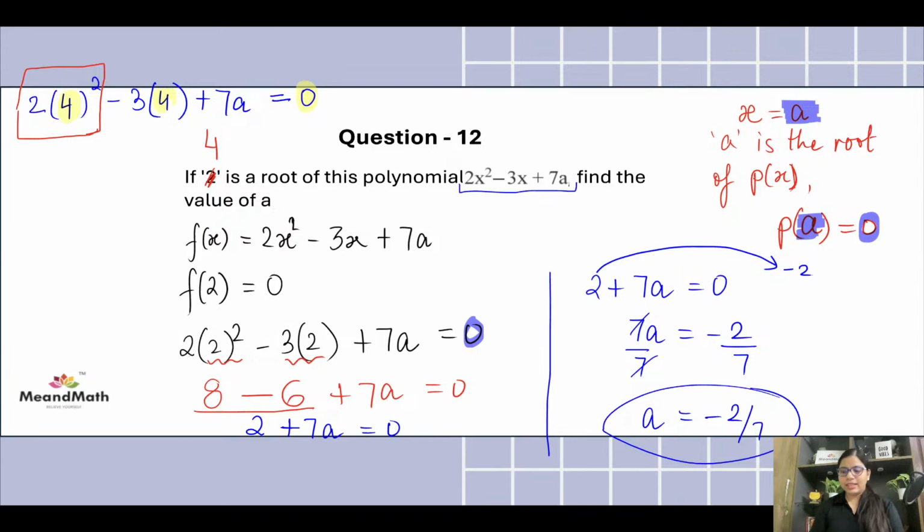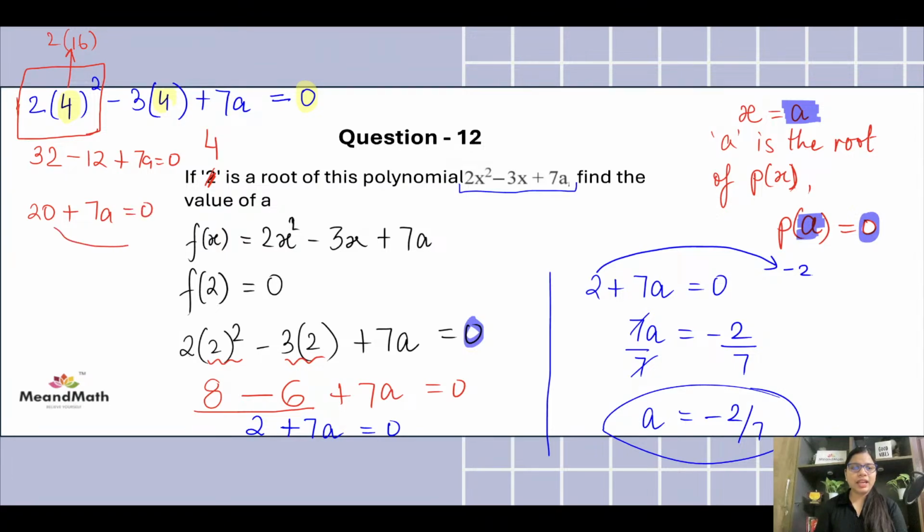Four squared times 2. So 4 squared was 16, right? Times 2 was 16 times 2. When we have to solve the whole thing, 4 squared gives us 16, 100%. But outside the bracket we have 2, so we will come up with 2 times 16. What's the answer, Janvi and Naval? 32, right? 32 take away 12 plus 7a equals 0. So 32 take away 12 gives you 20 plus 7a equals 0.